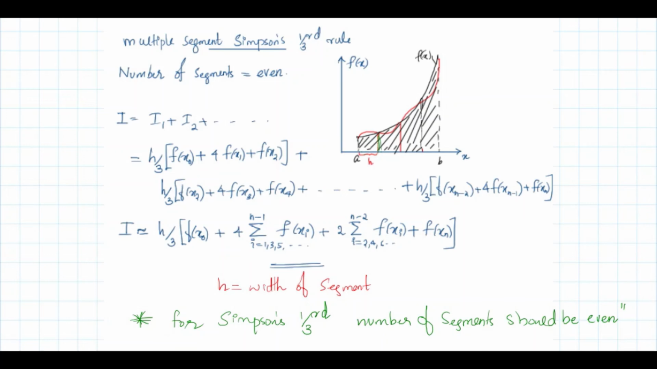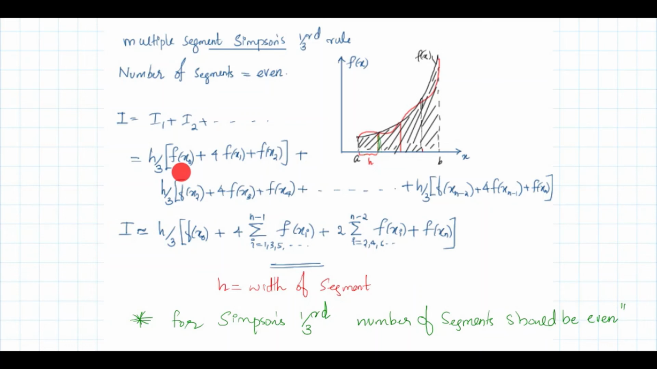Suppose you have an even number of segments, then what is the next procedure? For the first 2 segments, you write I1. For the next 3 and 4 segments, you write I2 and so on. For I1, initial point is x0, midpoint is x1, and this point is x2. So h by 3 into f of x0 plus 4 times f of midpoint plus f of x2. And for the second one, initial point is x2, midpoint is x3, final point is x4, and so on.